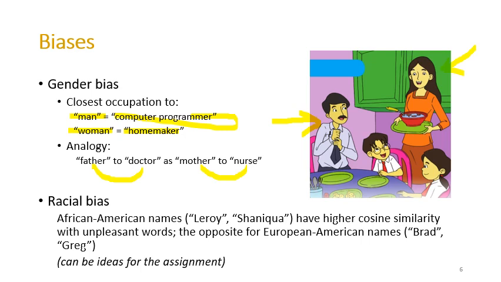And then also some researchers show that there is a racial bias in the literature or in the newspaper articles. So African American names like Leroy, Shaniqua have higher similarity with unpleasant words. However, it is the opposite for the European American names like Brad and Greg. So it means that there is a bias in the literature showing that the European American names usually are associated with the good words.